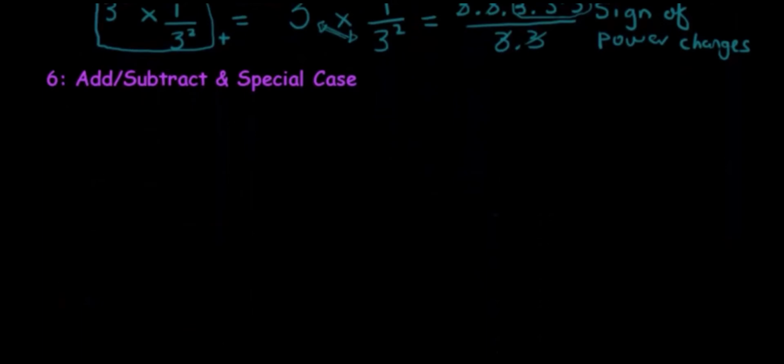Then how about addition and subtraction? Let's see, I have 2 to the power 8 plus 2 to the power 5. Can I add them? No, I can't. What if I have 2 to the power 8 plus 3 to the power 8? Can I add them? No, I can't.